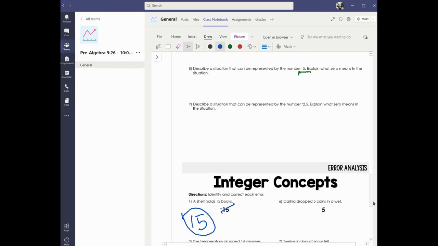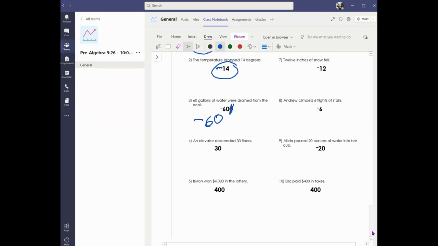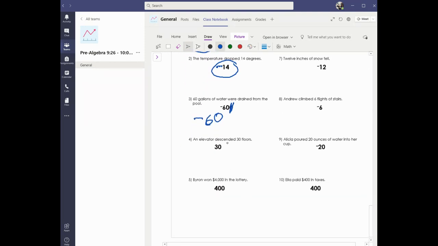And let's go down to number 4 and 5. If an elevator descended 30 floors, to descend is to go down. That should be -30. Brian won $4,000 in the lottery. Well, he didn't win 400. He won 4,000. And let's look at the rest of them.